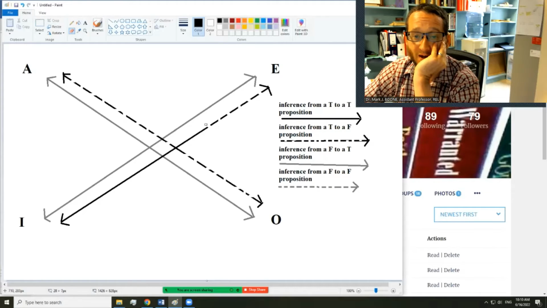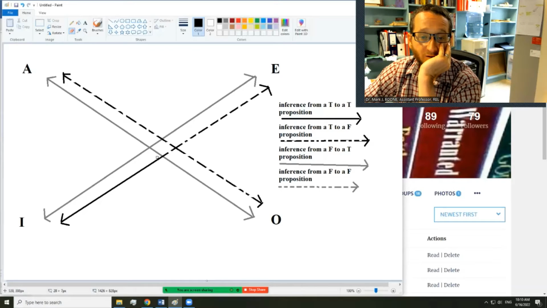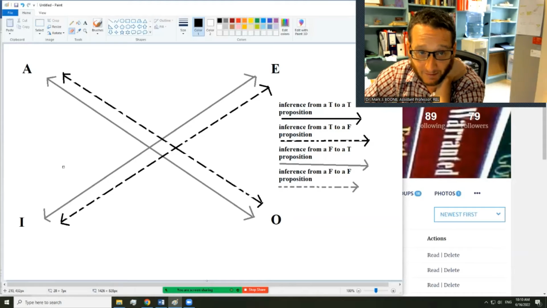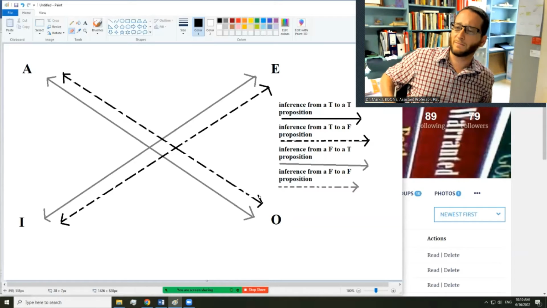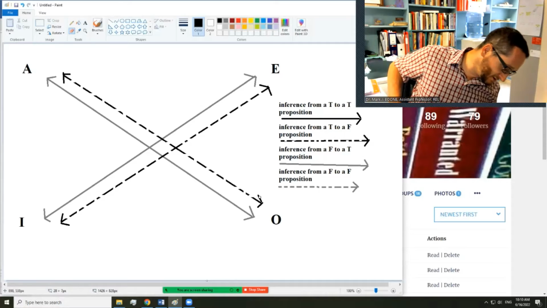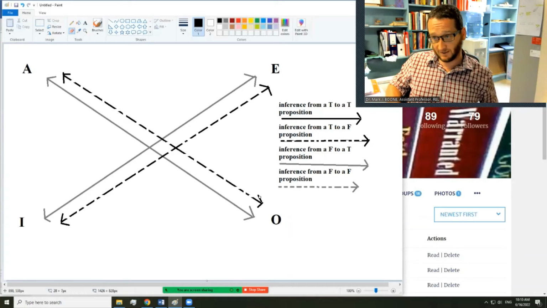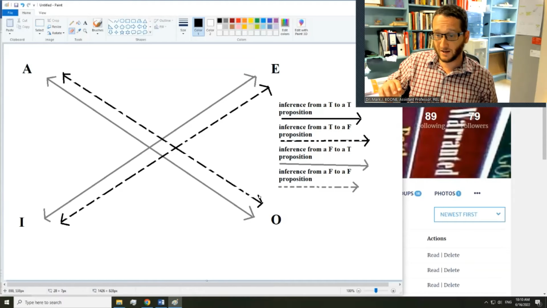So if an A proposition is true, for example, all guinea pigs are mammals, that doesn't tell us anything about whether guinea pigs exist. It just tells us if any guinea pigs exist, then they're mammals. There's no guinea pig that's not a mammal. So if it's true that no guinea pig is not a mammal, then it's false that some guinea pig is not a mammal. That's the A to O inference with a dotted black.